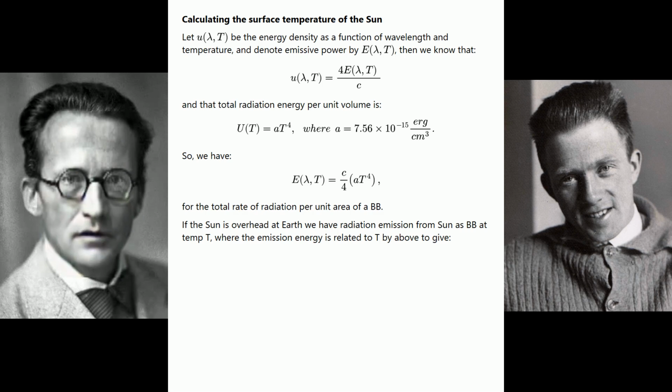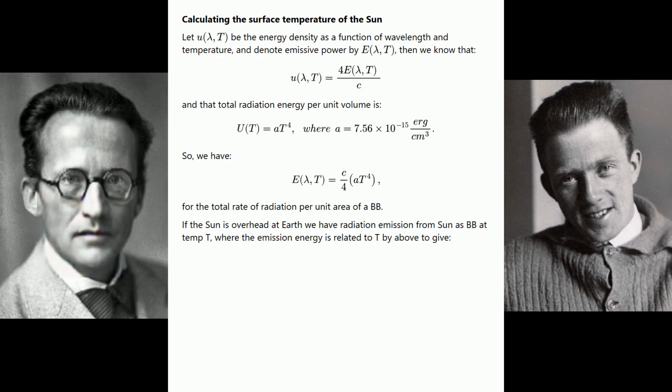Calculating the surface temperature of the Sun. Let U(λ, T) be the energy density as a function of wavelength and temperature, and denote emissive power by E(λ, T). Then we know that, see the equation, and that total radiation energy per unit volume is, see the next equation.